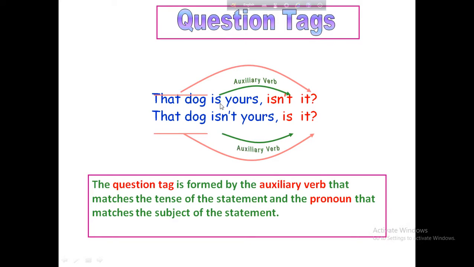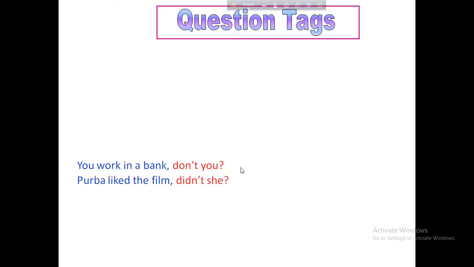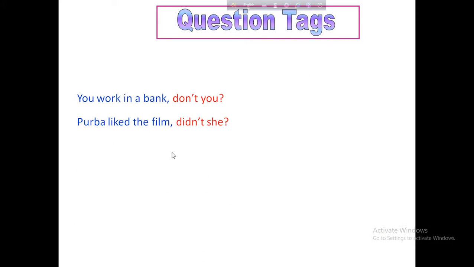You see here, this is an affirmative statement. So if the statement is affirmative, the tag will be negative. But if the statement is negative, the tag will be affirmative. Clear, my students? It is an affirmative statement, so the tag is negative. It is a negative statement, so the tag is affirmative. And the dog is a noun, so the pronoun of dog is it. So I think you are clear. Subject, pronoun. Okay, here are some examples.